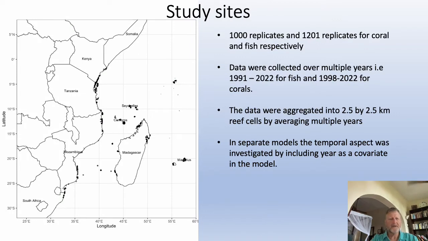Here you can see the distribution of the empirical data. You can see it has good coverage. The data was collected between 1991 and 2002. The data is pooled into these 2.5 by 2.5 reef cells to correlate with the environmental data at that spatial scale. We're looking at a number of variables. I'll show one interesting variable at the end here, the effects of time on the biodiversity of corals and fish.